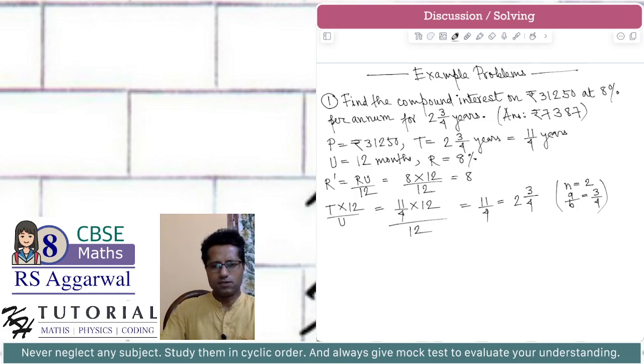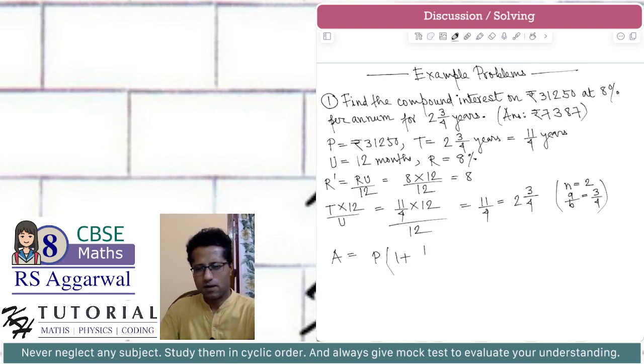Now we know the general formula. It has asked to find the compound interest, but let's first find the amount, and then from the amount we will subtract the original principal. So let's first find what is the amount. Amount is equal to P multiplied by 1 plus R dash, since R dash is equal to R, to the power, what is n? N is 2, and we have 1 plus A by B.